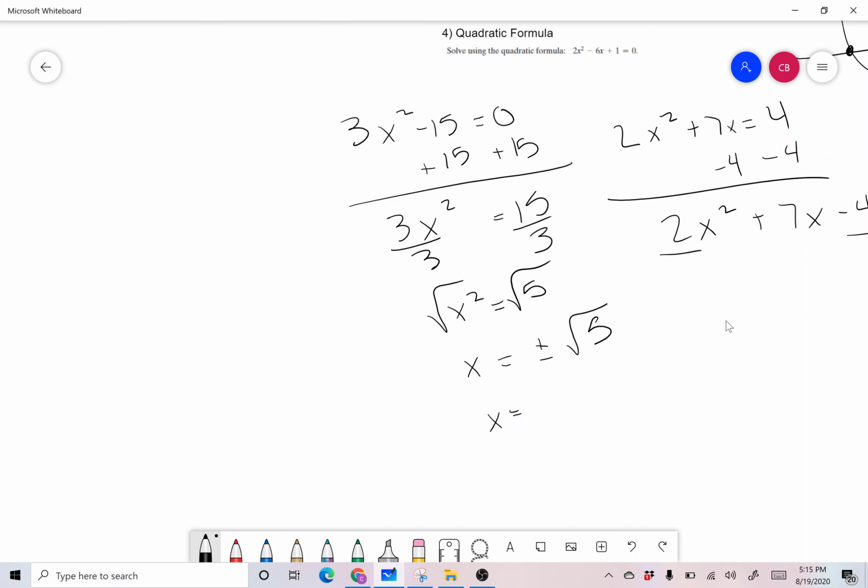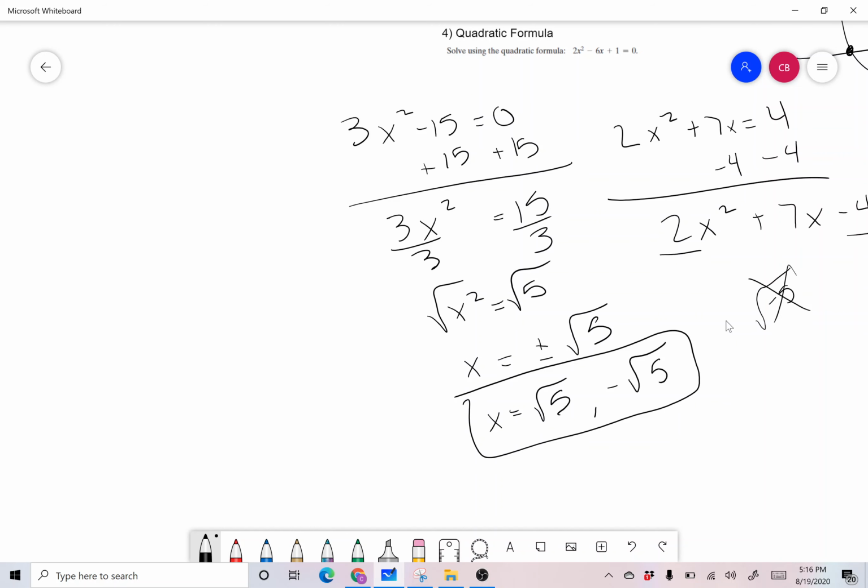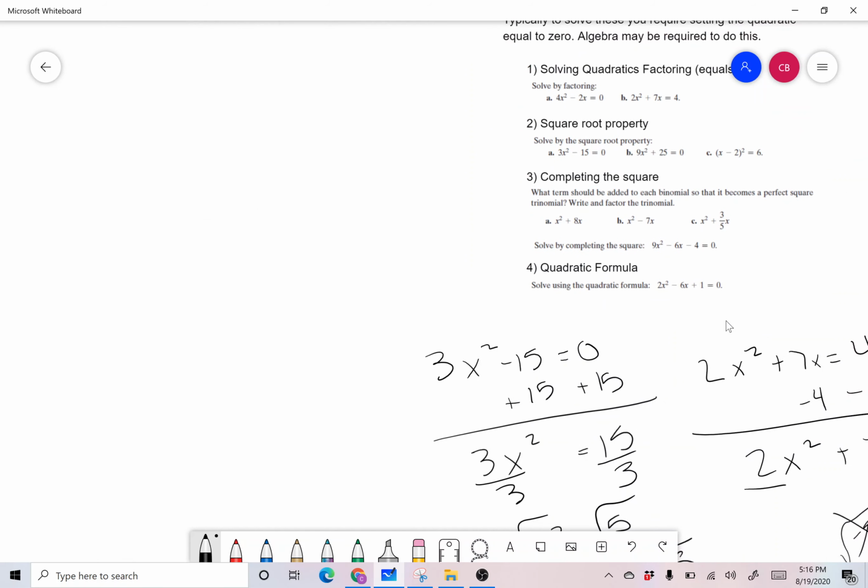So what that means is x is equal to the square root of 5 or negative square root of 5, which is not to be confused with square root of 5 and square root of negative 5. It's not this. It's when it's on the outside. This one has 2 real solutions. Okay, let's look at the next one. We actually could have done that another way too. We could have factored out a 3, but since we're doing square root property, we're doing it this way.